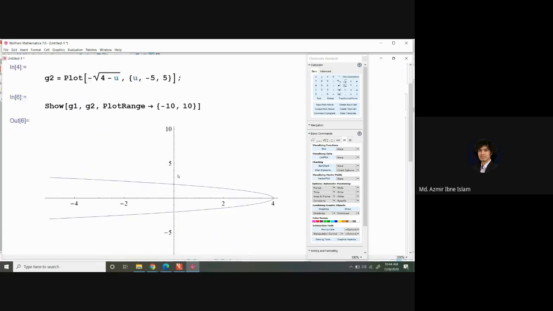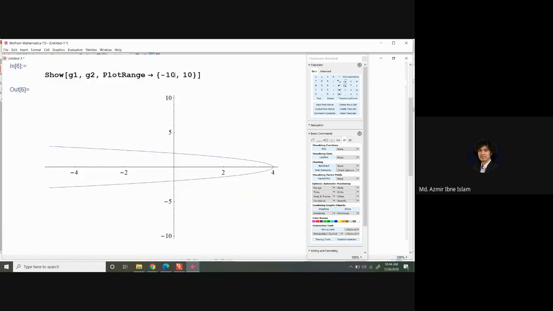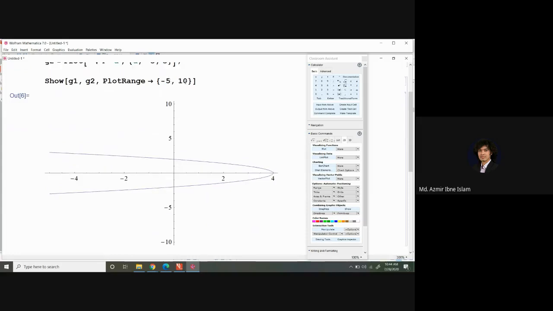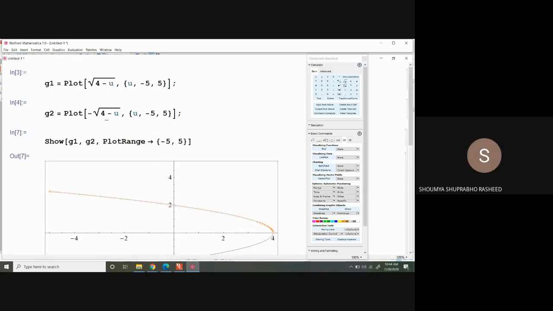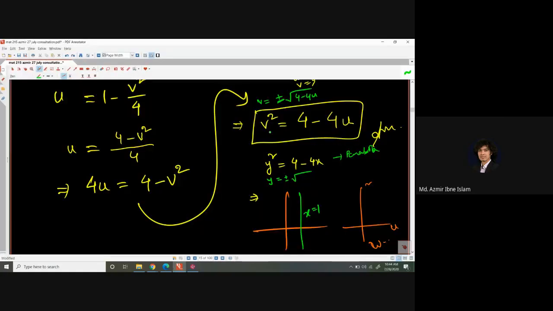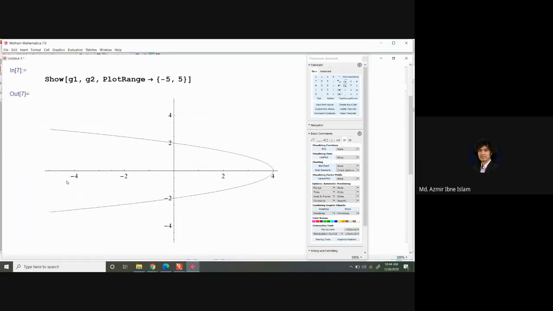So can you see, we have a figure that is looking like a parabola. Is that okay? It opens in the leftward direction. Can you see properly? Yes, sir. So for this function, v squared equals 4 minus 4u, we finally have a leftward-opening parabola.